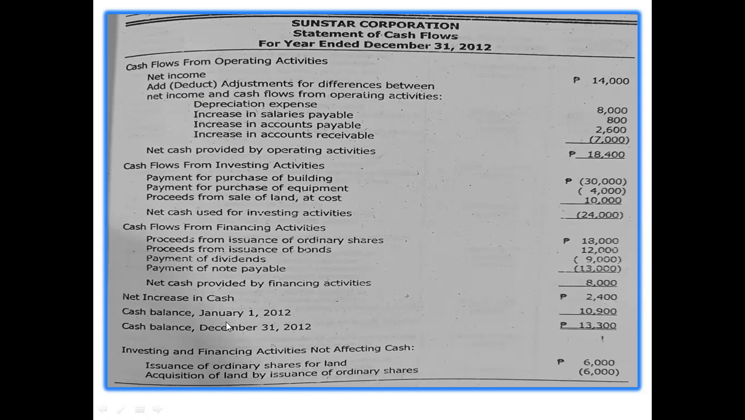Okay. So the cash balance on January 1, 2012 is 10,900. So the cash balance at the end, December 31, 2012, is 13,300. Okay. So here, investing and financing activities not affecting cash. So we have the issuance of ordinary shares for land, the acquisition of land by issuance of ordinary shares. So there's no cash involved here. So that's why it's not affecting the cash. Okay. So this is how the cash flows look like.